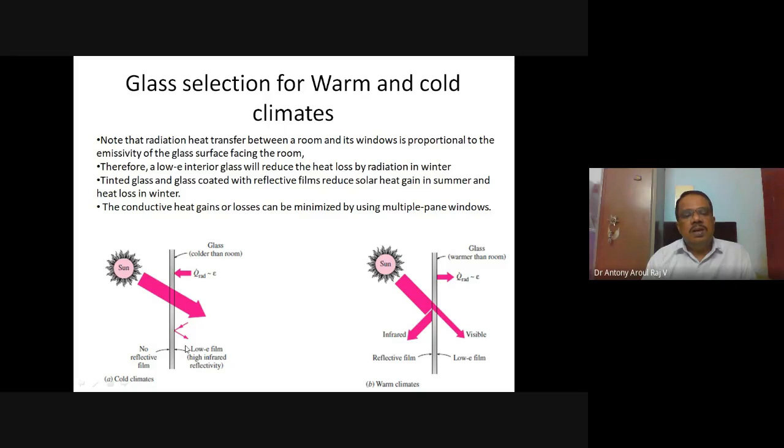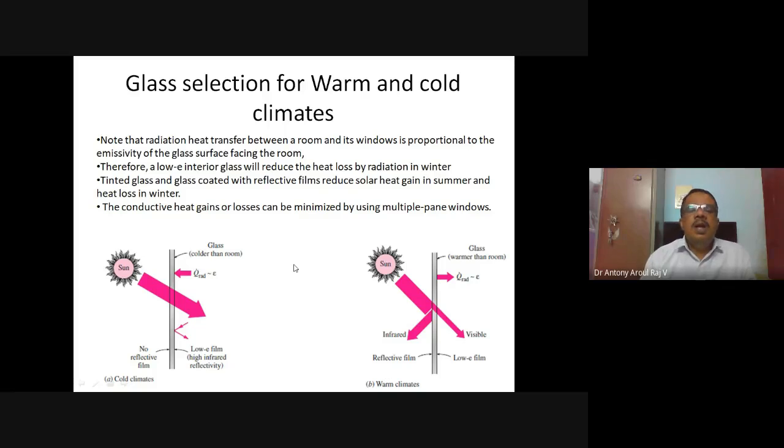We have to, in colder climates, tap the solar energy. So for that we are creating a greenhouse, by taking a glass with a higher transmissivity and with a low E film, a low emissivity film, pasted at the inner side. And this is what is done.